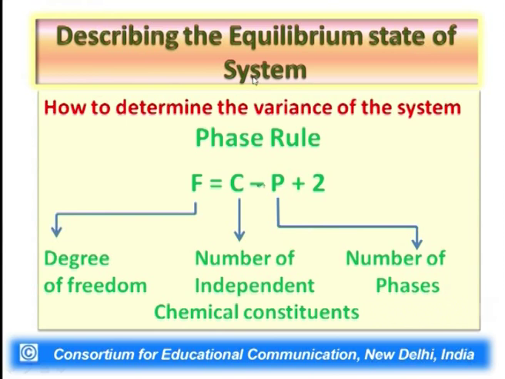Sometimes students commit a mistake by wrongly writing this equation as P minus C plus 2. We should just concentrate on the fact that as the number of constituents rises, degree of freedom rises; as the number of phases rises, degree of freedom decreases. So, it means F equals C minus P plus 2, C always positive, P always having a negative sign.